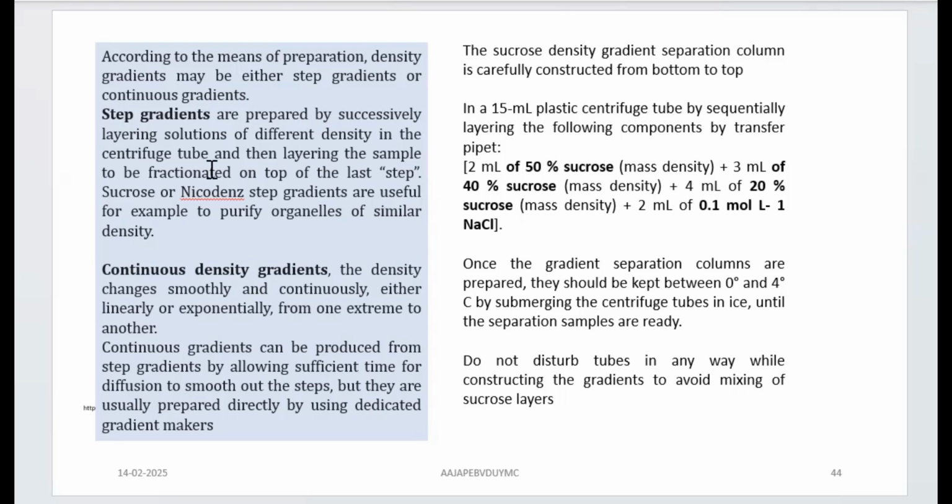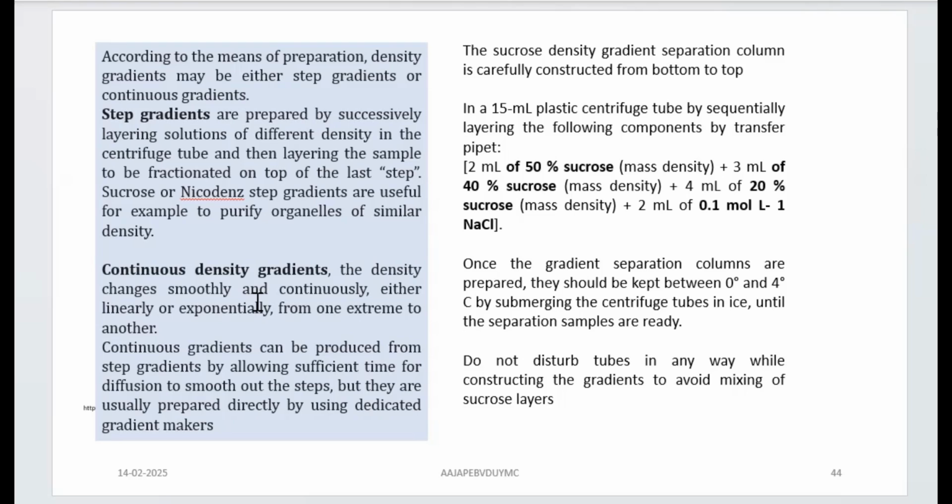So this is step gradient. And when you say continuous or linear density gradient, that means you don't have such zones. This is the zone or layer of 40%, this is a layer of 30%, 20%. No, not like that. The density is going to change smoothly and continuously. So it is either going to be linear or exponential. That is one thing. But from very low extreme to very high extreme, there are no zones as such which can be separately or distinctly separated.